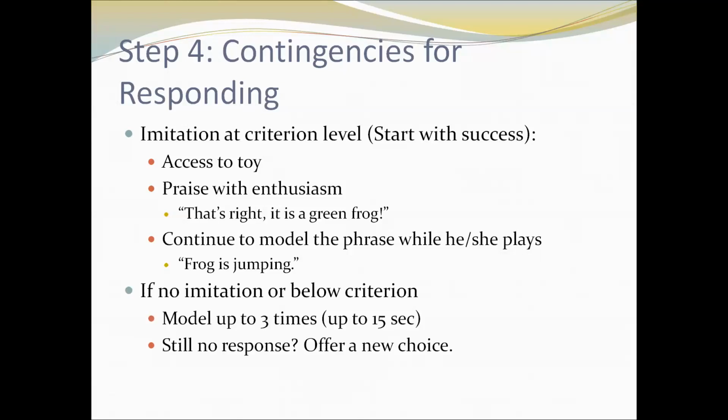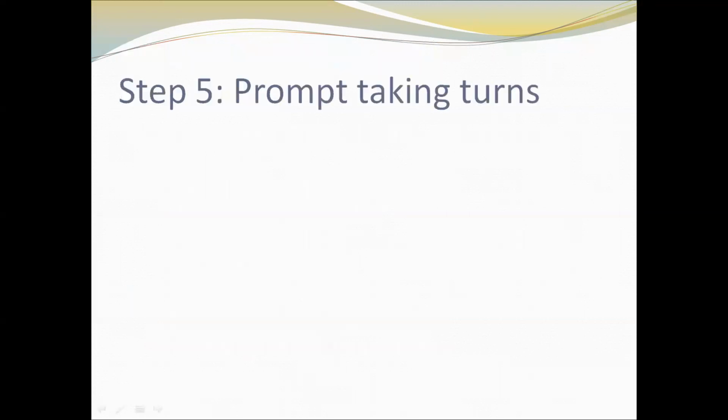Also, if there's no imitation or they're operating below the designated level, you want to model up to 3 times, up to 15 seconds apart. And then if there's still no response, offer a new choice. So the thing is to make sure, the bag that we brought, make sure that we have different options. So if this one isn't working, maybe their interest shifted. As we know, our children with ASD often have multiple things that they're interested in, and it can shift in a split second. So you want to make sure that you're prepared to keep the child engaged. So then you want to prompt taking turns.